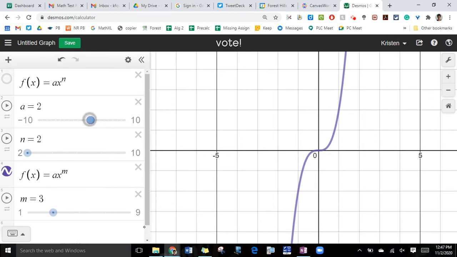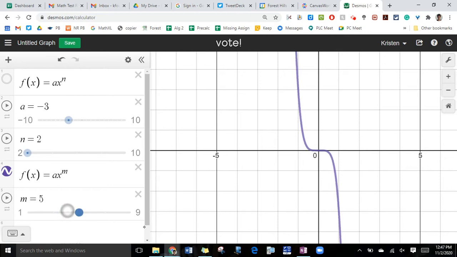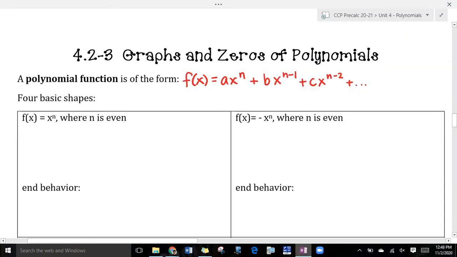And again, if I make my leading coefficient negative, we still have that same shape. It's just flipped over so that the right side is heading down while the left side heads up. And you can see again, even if I increase my exponent, it still stays that shape, just kind of flattens out in the middle a little more. Okay, so back to our notes.